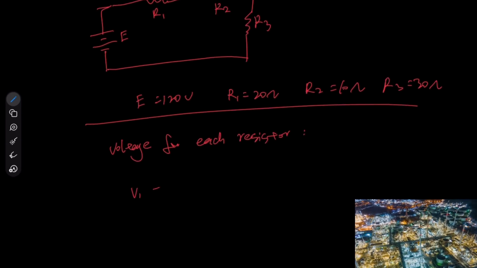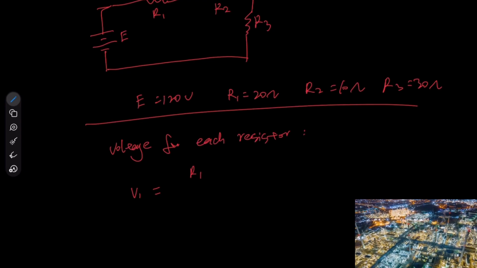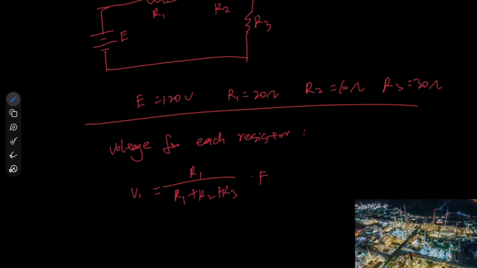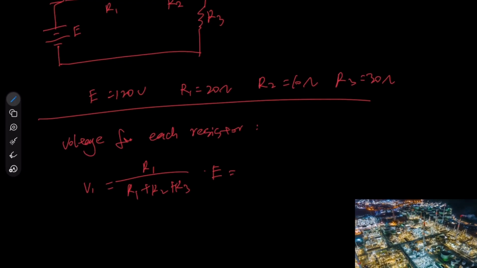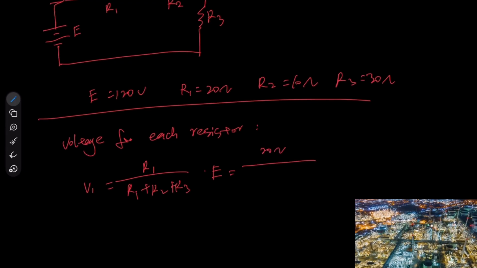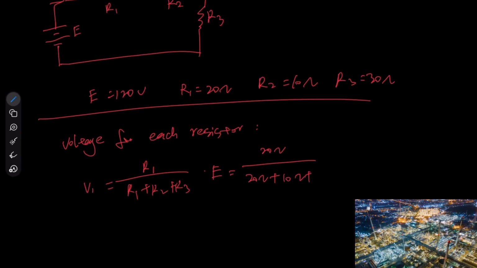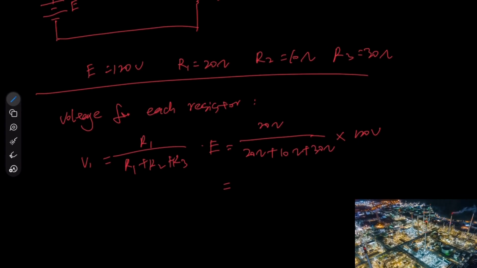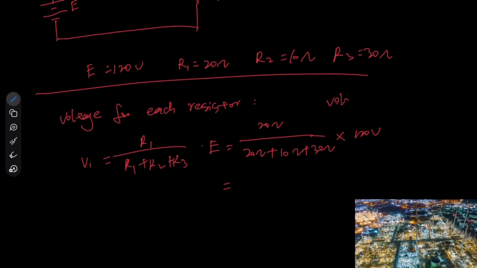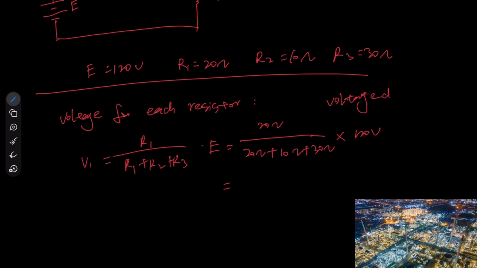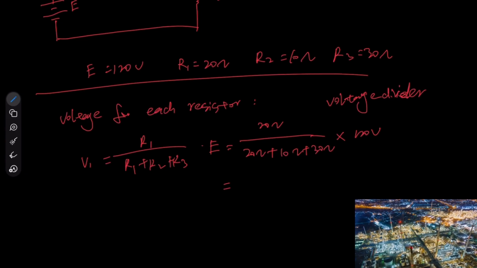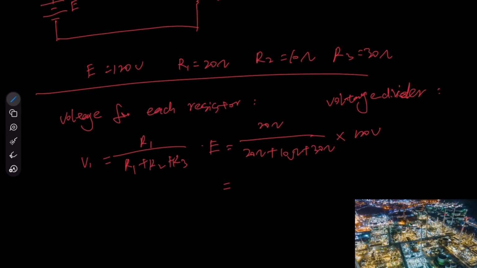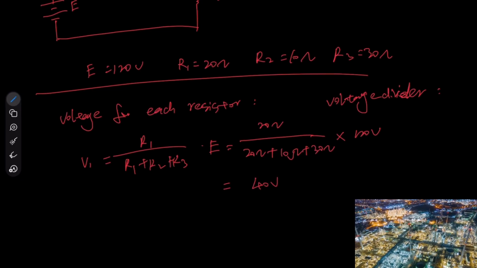V1, if we use voltage divider, will be R1 divided by R total, which is R1 plus R2 plus R3, times E. That will give us 20 ohms divided by 20 ohms plus 10 ohms plus 30 ohms, times 120 volts. That's how we use voltage divider. So that will give us 40 volts.